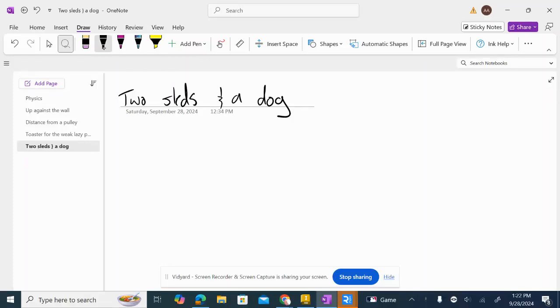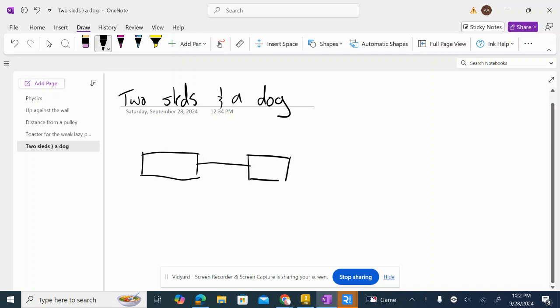Okay, we have a scenario with two sleds, which I'm just going to draw as squares, with a rope in between both sleds, and then another rope, and a dog, which I cannot draw for the life of me, so we're just going to write dog. We're going to call this one M1, this one T1, this one M2, and this one T2.